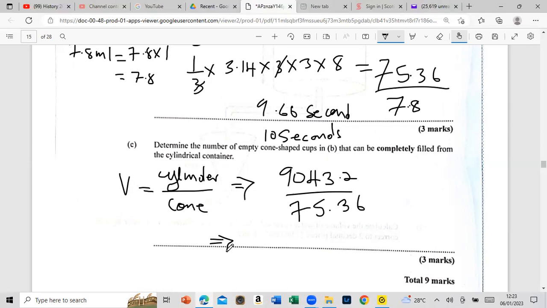So it would be 9,043.2 divided by 75.36. It's exactly 120. Wow, awesome. So it's 120 cups. That would be our answer. All right, let's see what they have in store for us now.